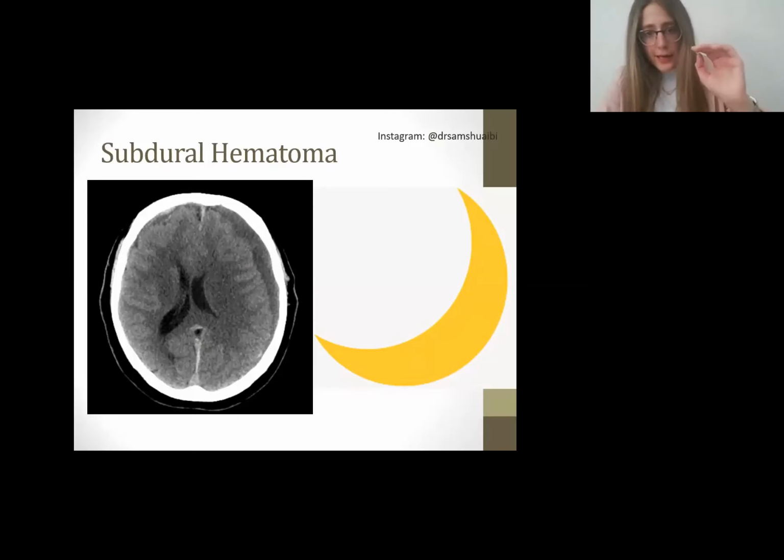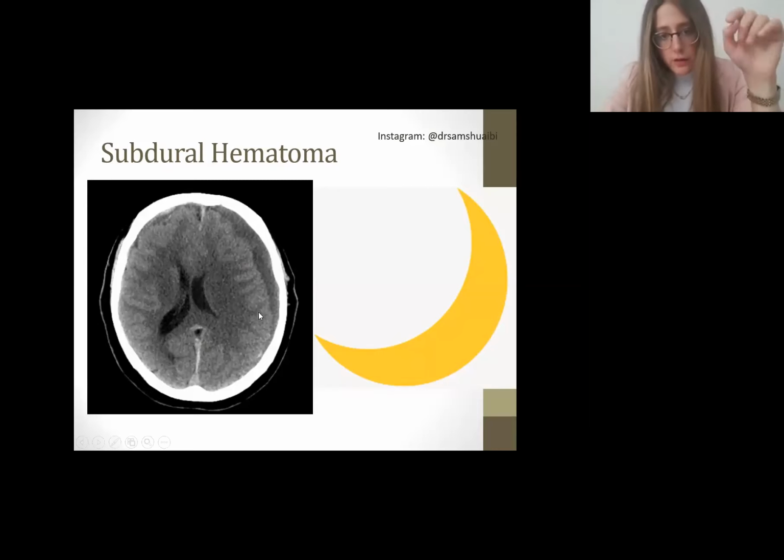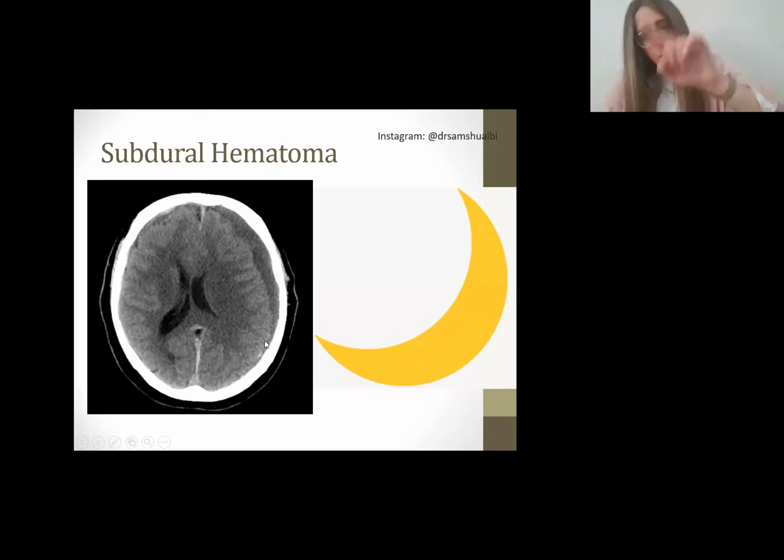I'm not sure, I can't use a pointer, but, oh, here it is. Here it goes. You can see over here, this dark part, this looks like a crescent, more of a moon. Okay, so this is a subdural hematoma.